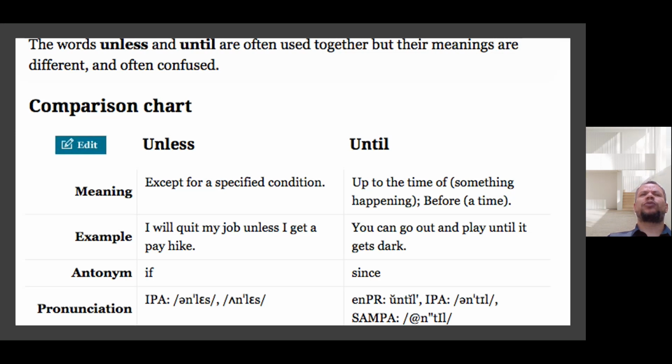Okay, what is the difference between until and unless? In meaning, until means up to the time of something, a little before the time. You can go out and play until it gets dark. It doesn't get dark until later, but I say it before a little time of getting dark, okay? It means something is happening before a time, before it gets dark. But unless means, for example, I will leave my job unless I get a pay hike. It means except for a specified condition. Unless means if not. The opposite of unless is if, and the opposite of until is since.